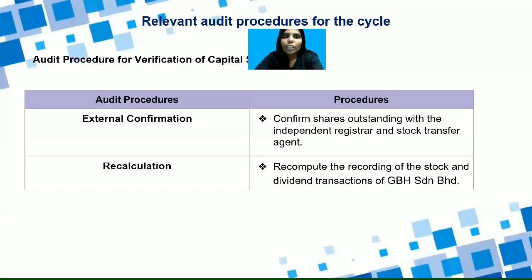So the fourth audit procedure is recalculation. Recalculation consists of checking the mathematical accuracy of documents or records.